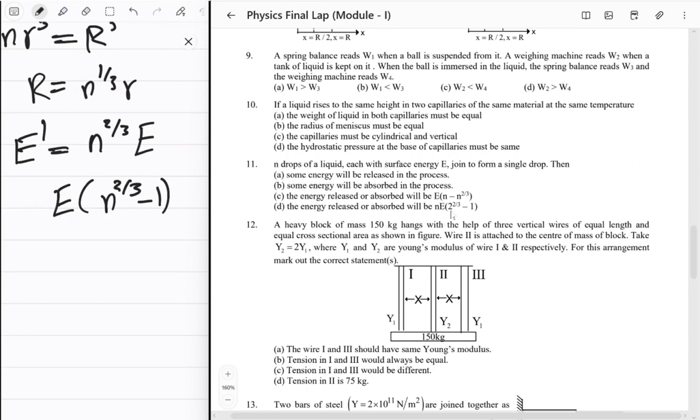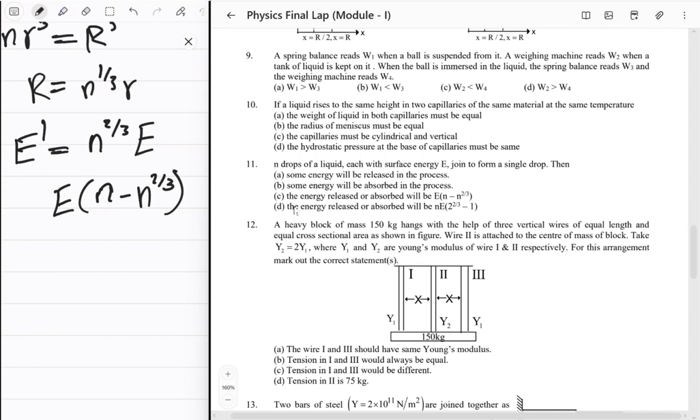So what? Oh sorry, n already. Okay, sorry. E हर एक की एनर्जी है. So n times E is the actual energy, total energy, right? Minus n to power 2/3. Right, that's why C is correct actually. Yeah, so energy release or absorbed will be this thing.